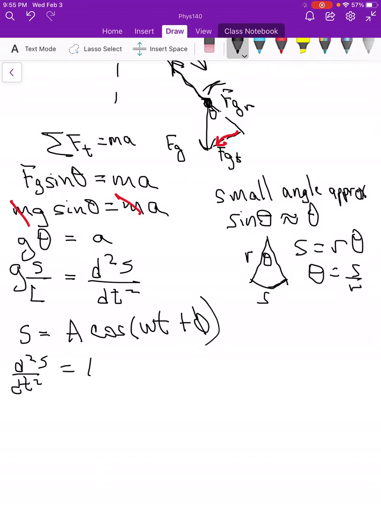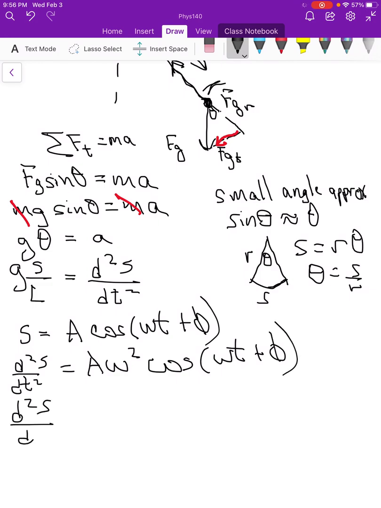is equal to a. And remember that we take the derivative first, we get sine, and then we have to take the derivative of what's inside, so we get an extra omega. And then when we take the derivative again of sine, we get cosine, and we get an extra omega. So I'm going to put that omega squared, and I get cosine of omega t plus phi. But that's actually equal to d squared s over dt squared is equal to a cosine omega t plus phi is just s. So I get omega squared s.